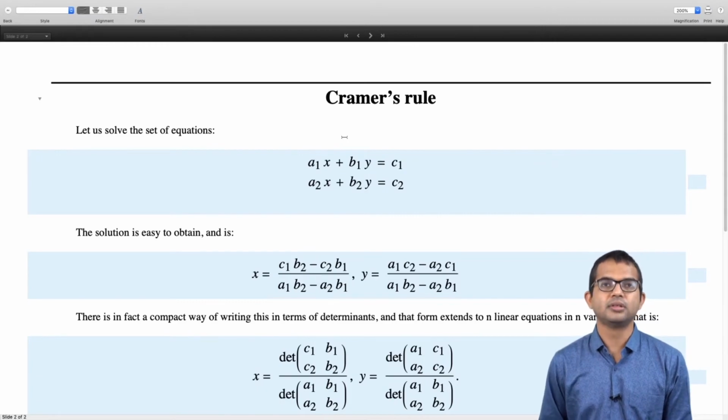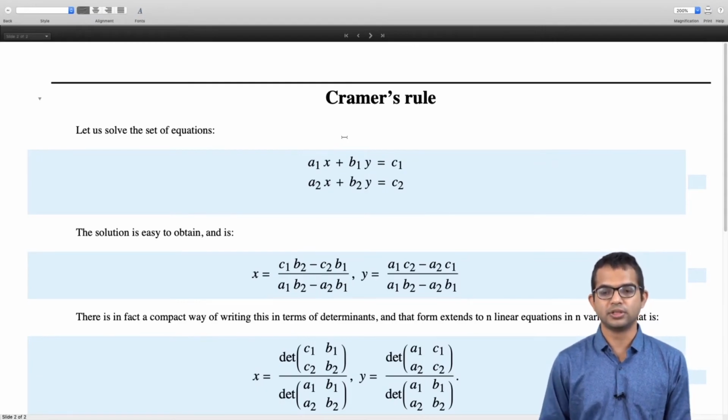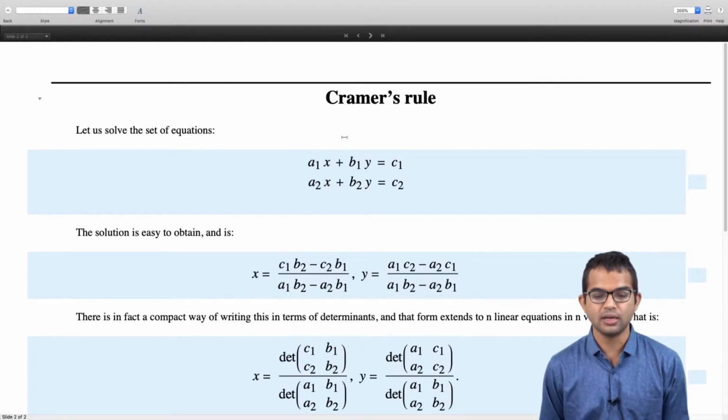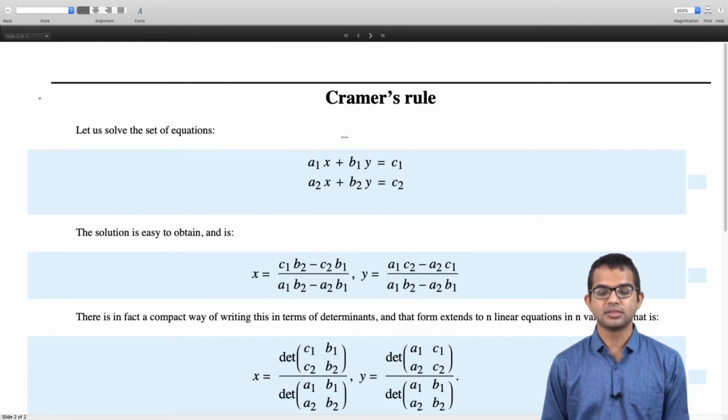Okay, let's start with a 2 by 2 system of equations. I have a1x plus b1y is equal to c1, and a2x plus b2y equal to c2. The solution is of course easy to obtain. x is equal to (c1 b2 minus c2 b1) divided by (a1 b2 minus a2 b1), and y is (a1 c2 minus a2 c1) divided by (a1 b2 minus a2 b1), right?